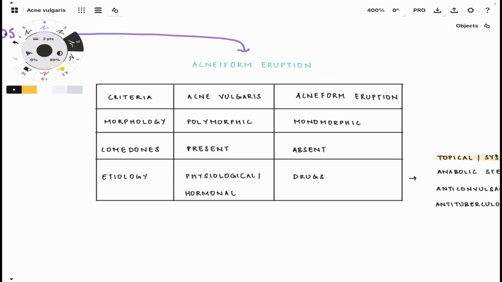The next differential is acneiform eruption. Here we can see the difference between acne vulgaris and acneiform eruption. Acne vulgaris is polymorphic, whereas acneiform eruption is monomorphic in morphology. Comedones are present in acne vulgaris, whereas they are absent in acneiform eruption. Etiology wise, acne vulgaris can be either physiological or hormonal in origin, whereas acneiform eruption is due to the drugs.